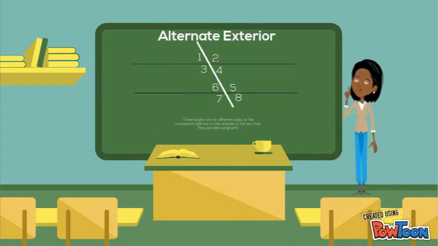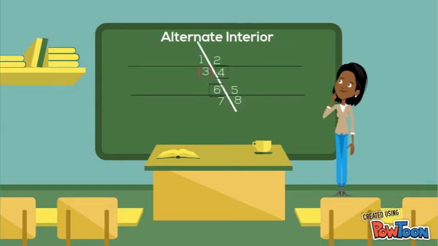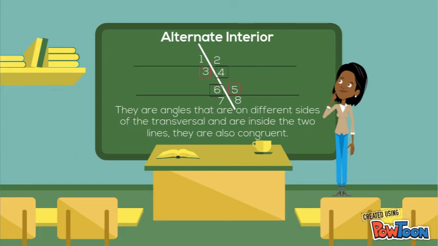Alternate exterior angles are angles on the outside of the two parallel lines, as well as on the opposite sides of the transversal. So angles 2 and 7 are alternate exterior, as well as 1 and 8. Alternate interior is the same concept as alternate exterior, but these are on the inside of the two parallel lines, like angles 3 and 5 and 1 and 4.